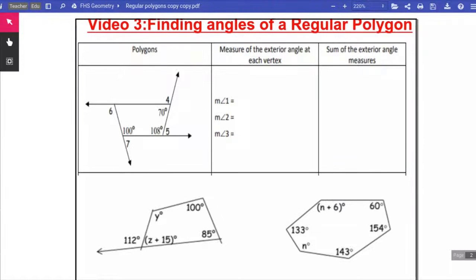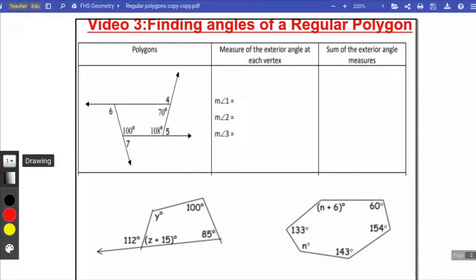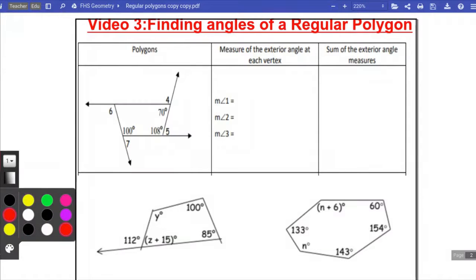Video 3 here. In video 3, we're going to discuss finding angles of regular polygons. Any missing angles, we got this. Okay, so we learned a bunch of stuff in the last video. I know it was long, but there was a lot we had to discuss.